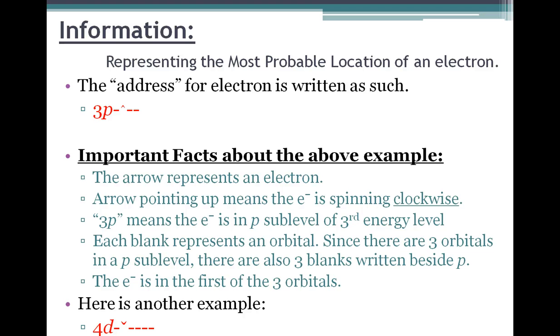And then another example is the 4d one. It's in the 4th energy level, it's in the d sublevel, and in the d sublevel there are 5 orbitals, and there is 1 electron, and it is in the first orbital, and it is pointing downward, so it is spinning counterclockwise.